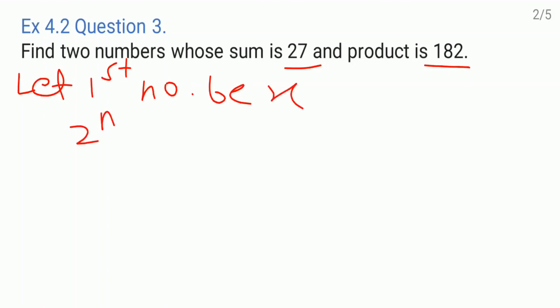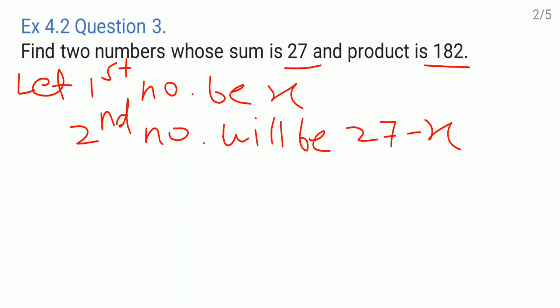So the second number will be 27 minus x. Don't write down x minus 27. It is 27 minus x. Right? The first number is x, so definitely the second number will become what? 27 minus x. Do you understand this one or not?